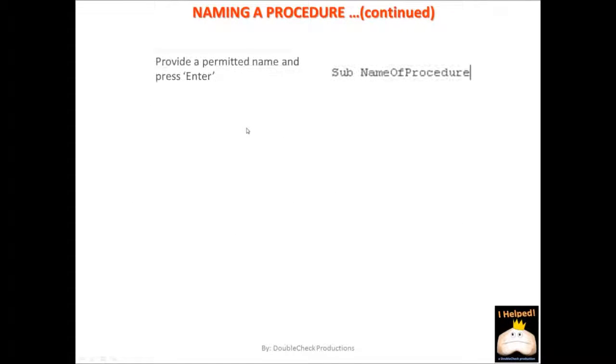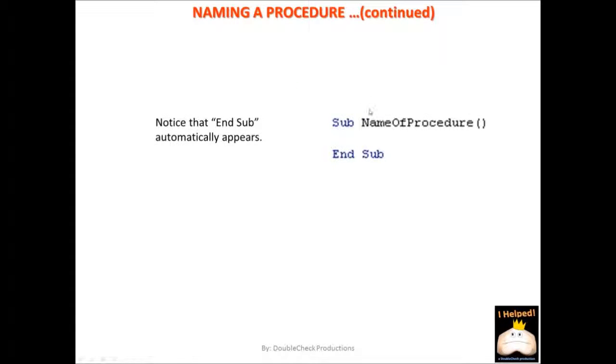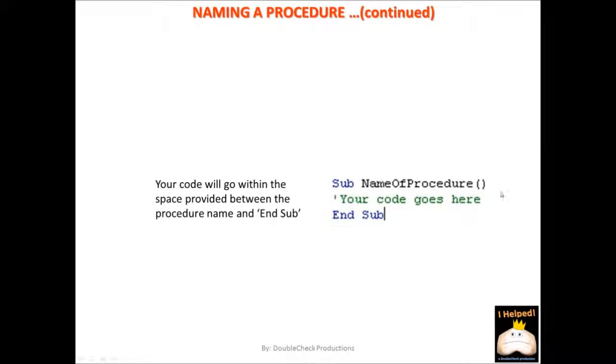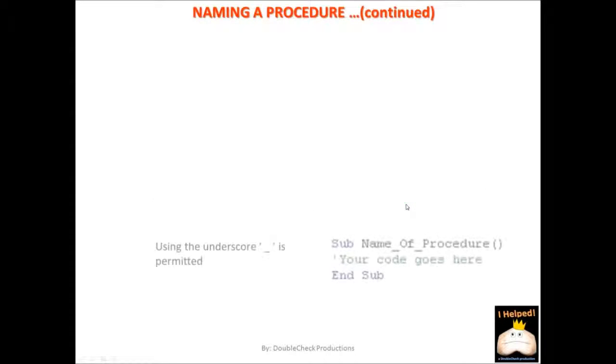So for example, here we're going to go ahead and put in a name that's permitted. We're going to press enter. And if you notice, whenever you do this in the editor, the end sub will pop up and the letters in sub and end sub will turn blue. If you notice, this is where your code goes between sub and end sub, or your function and end function. And this is just showing that the underscores are permitted.